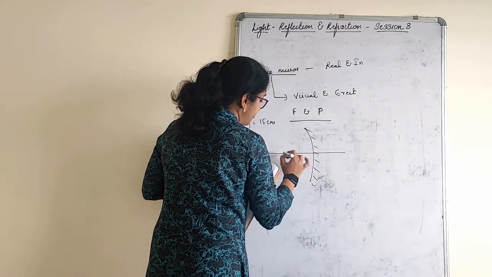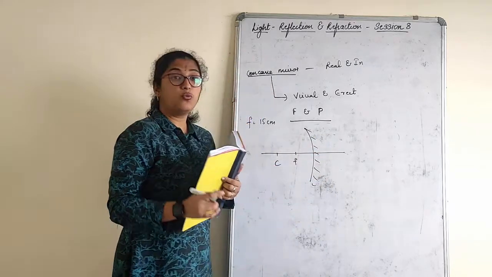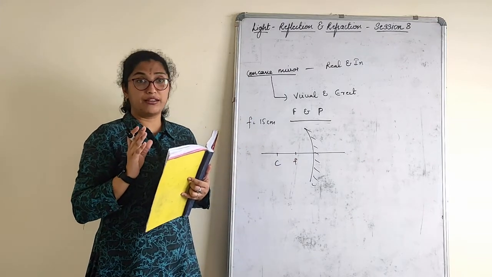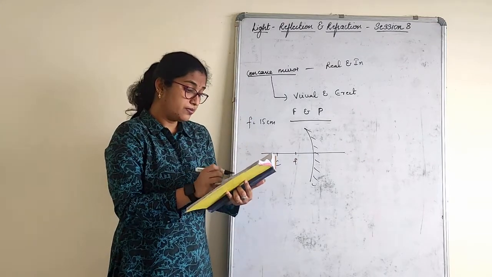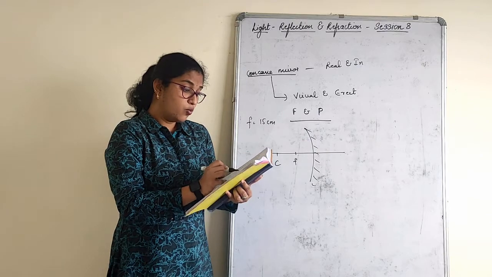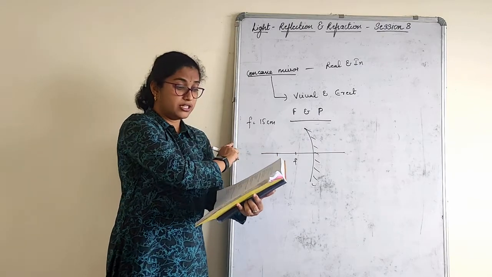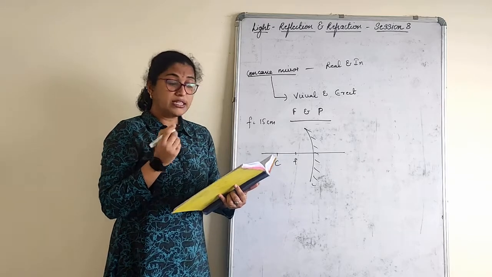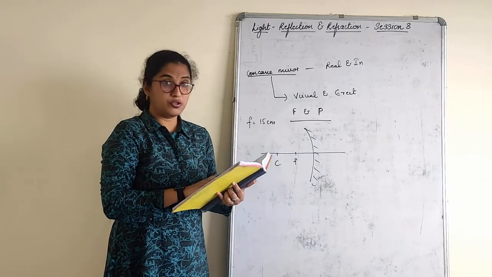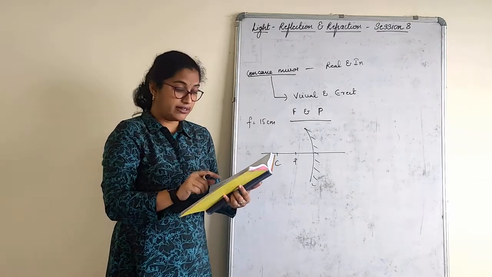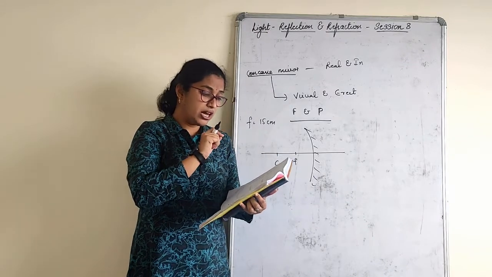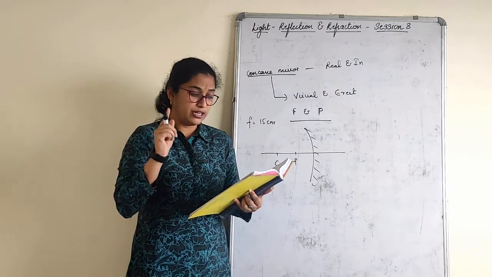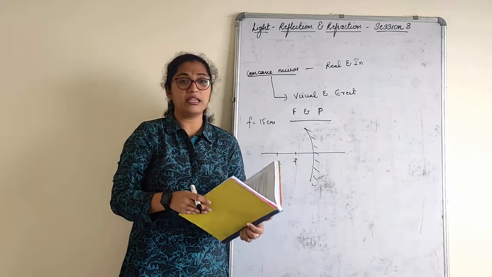That means, where should I keep? This is F and this is C. Now, where should I keep the object so that, what should be the range of the distance of the object from the mirror? What is the nature of the image? Of course, we know that it should be virtual and erect. Is the image larger or smaller than the object? Draw a ray diagram to show the image formation.